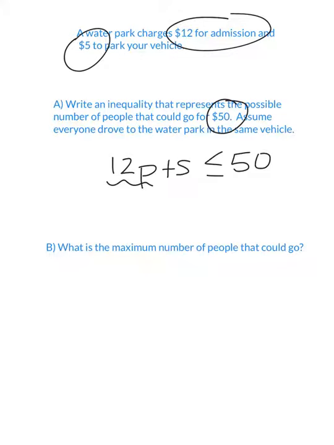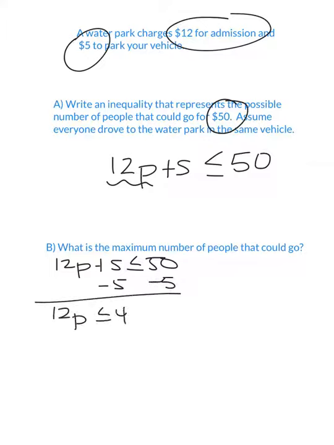Now in part B, it says what's the maximum number of people that could go. So now I'm going to solve it for p. I want to know the maximum number of people. So I have 12p plus 5 is less than or equal to 50. So I'm going to subtract 5 from both sides. And I have 12p is less than or equal to 45. Divide both sides by 12. And p is less than or equal to 3.75.